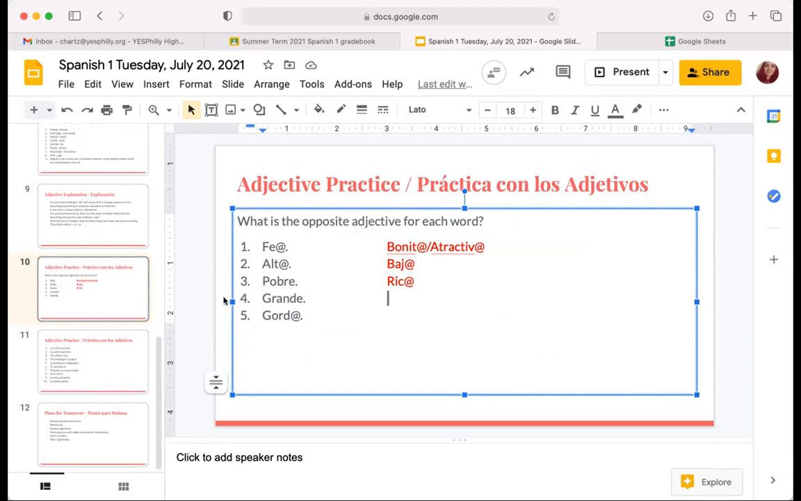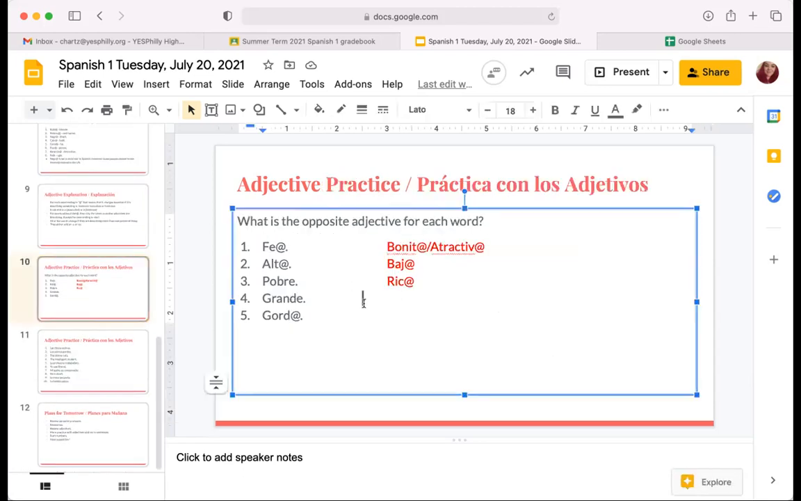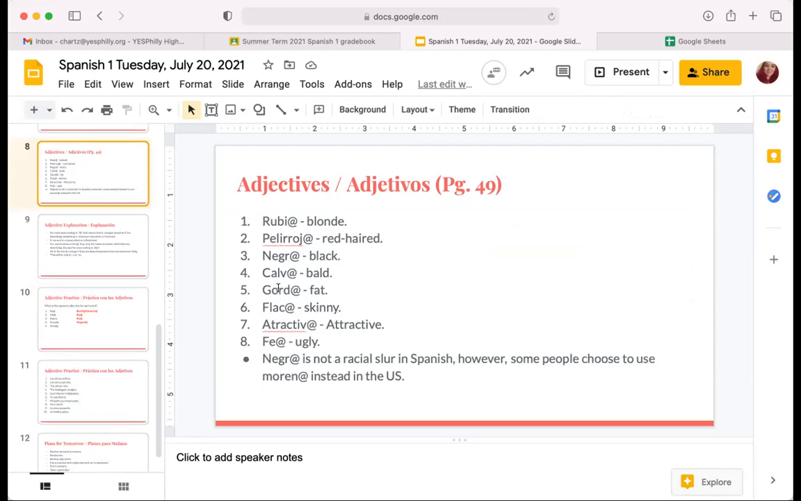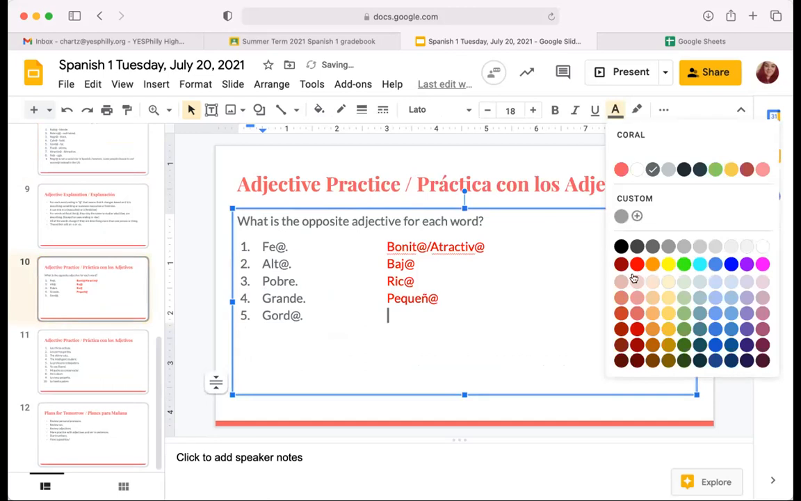All right. And for grande, that's our next one. Grande means big, so the opposite would be small, which would be pequeño or pequeña. Pequeña, yep. And then the next one would be gordo, or gorda. And skinny would be flaco or flaca, yep, depending on what you're describing.